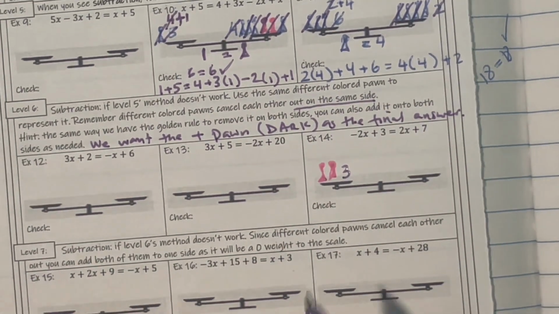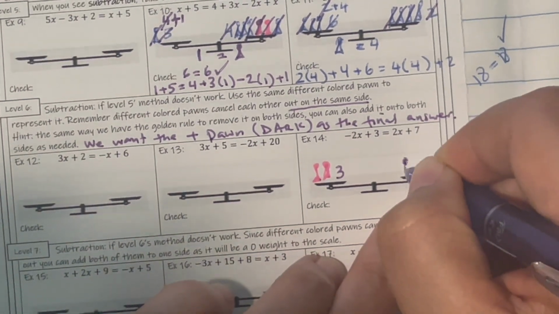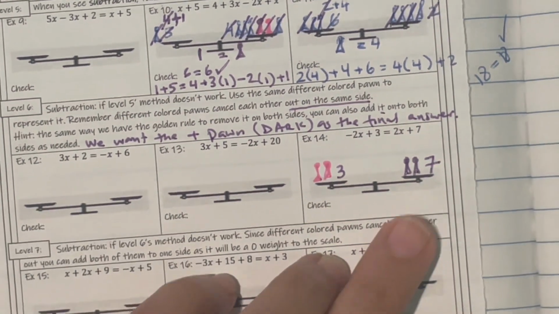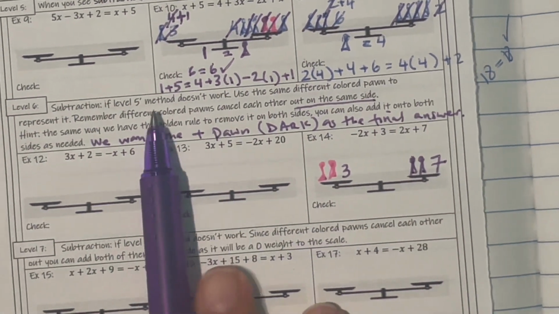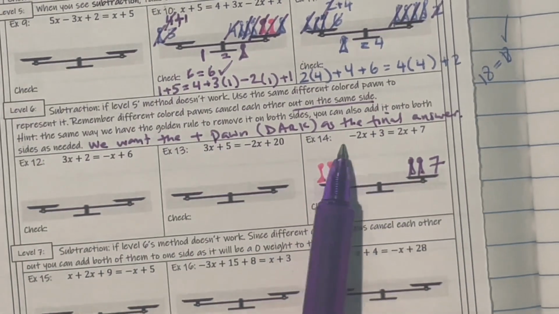All right, so again, dark, positives, light, negatives. Then I have 2x, that's positive 2x, so dark, and then positive 7, so dark as well. Okay, so now I can't simplify this because there's no other positives here to get rid of that.